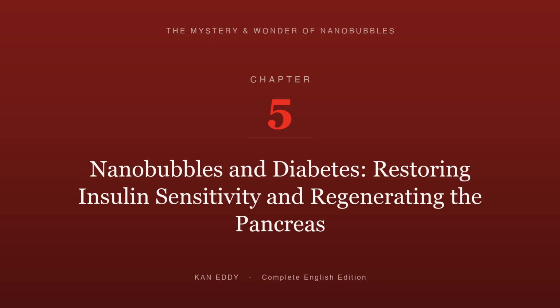Most H2S is said to be produced by beneficial intestinal bacteria. Poor diet, stress, and excessive antibiotic use reduce this production. Without enough H2S, the pancreas loses effective insulin regulation, leading to resistance and eventually type 2 diabetes.